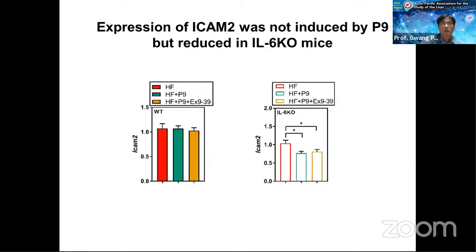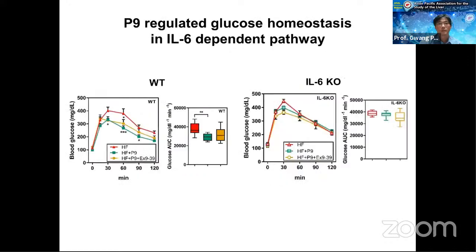And also, the expression of ICAM2 was not induced by P9. So P9 was not increasing ICAM2, but we also found that in IL-6 knockout mice the effect was reduced. And we also confirmed that administered P9 can slightly increase IL-6 as well. So P9 regulates glucose homeostasis through an IL-6 dependent pathway. In the wild types, we see improvement of glucose homeostasis, but in IL-6 knockout mice, this phenotype disappears.